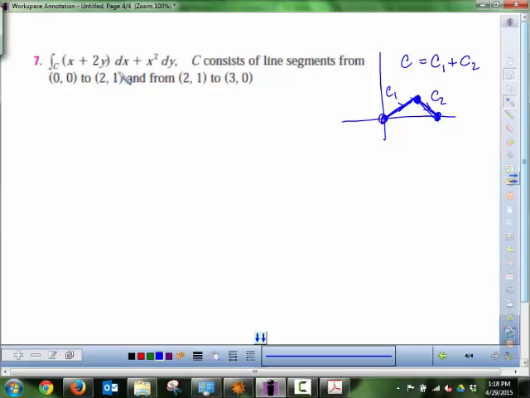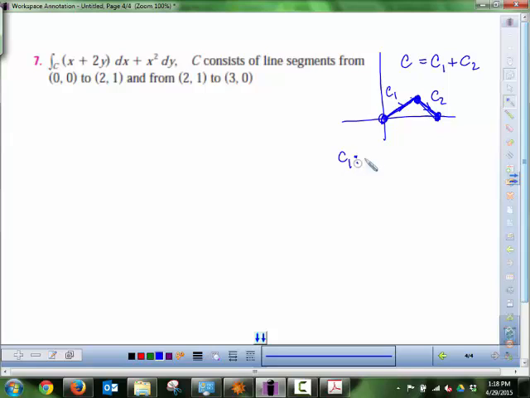Oh, I noticed they don't have ds either. Did you guys notice that? I didn't. I'll tell you what that turns out to be after we work this out. This isn't a path integral anymore. Well, let's use what we know and see if we can figure it out.